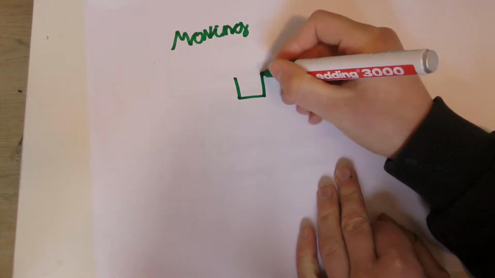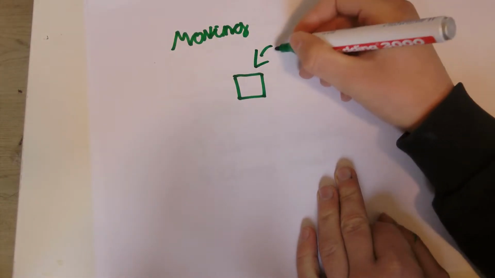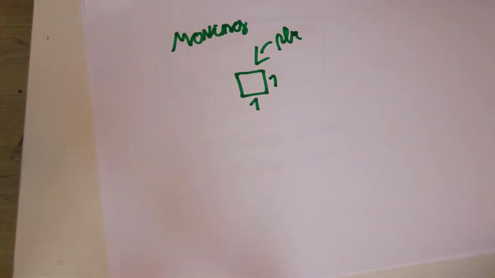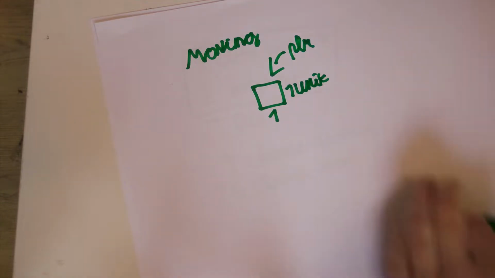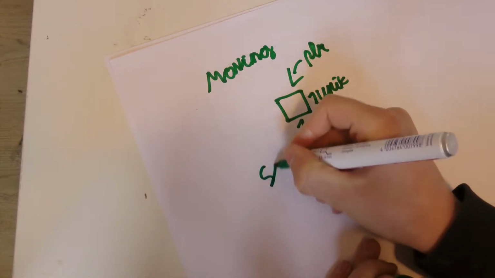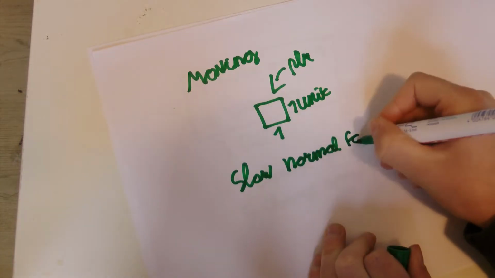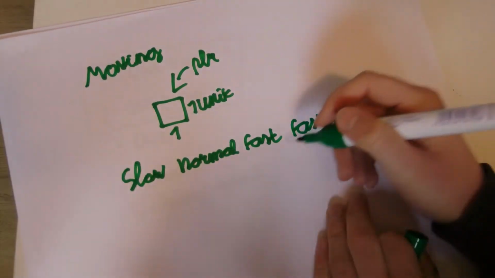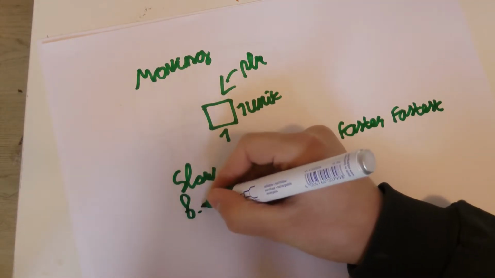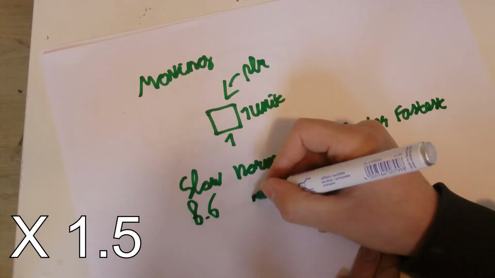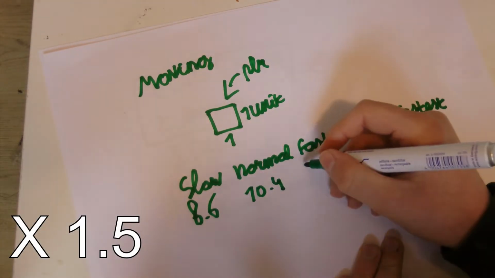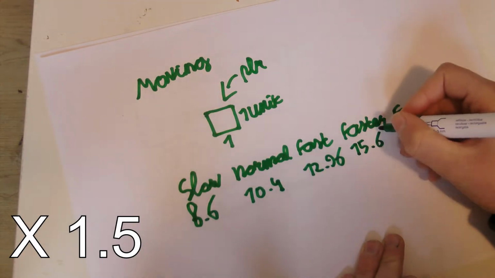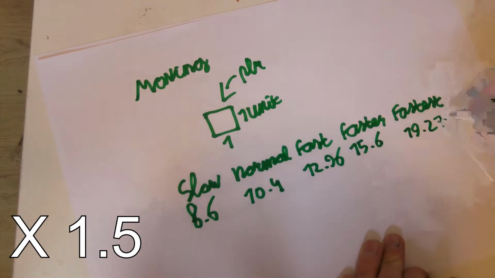So over here, this cube is the player. The player is 1 by 1 units. Inside Geometry Dash, you have different speeds. You have slow, normal, fast, faster, fastest. For slow, the number is 8.6. For normal, 10.4. For fast, 12.96. For faster, 15.6. And for fastest, 19.27.